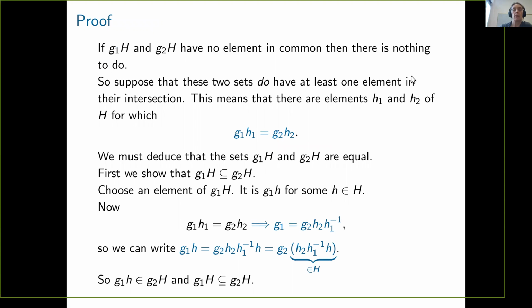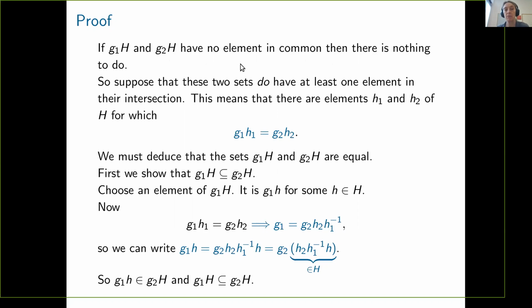Okay, so to construct our proof, well, we've got our two cosets, G1H and G2H. G1 and G2 are fixed elements of G. H is a subgroup of G, and we're looking at the cosets G1H and G2H. What we need to do is show that if they have any element at all in common, then they must be the same set. So if they have no elements in common, that's fine. In that case, they're disjoint.